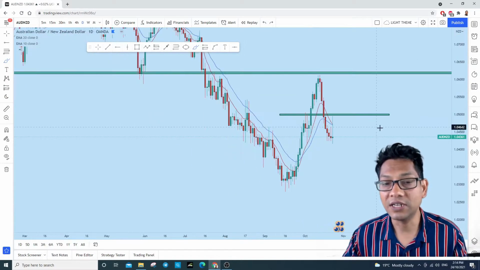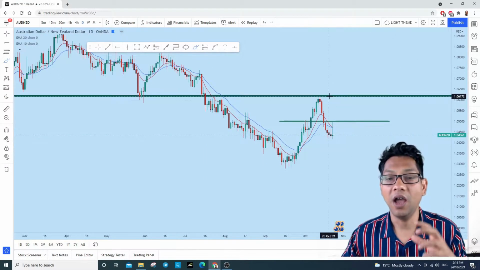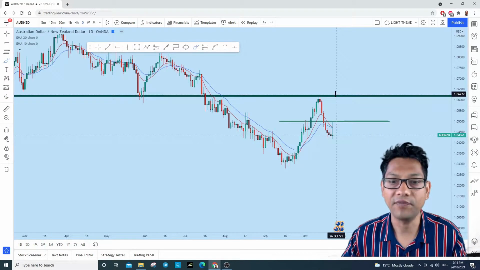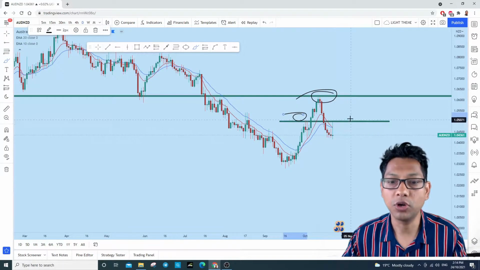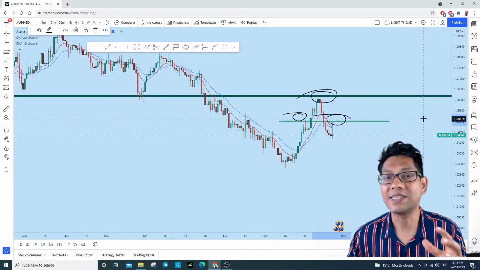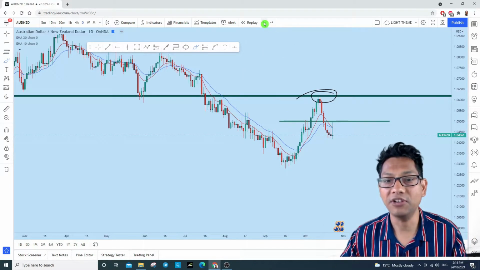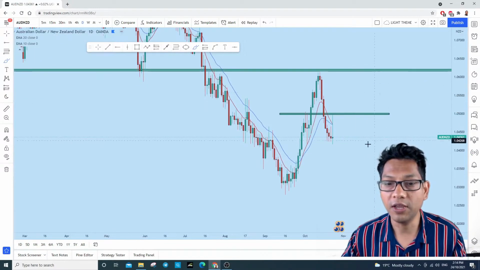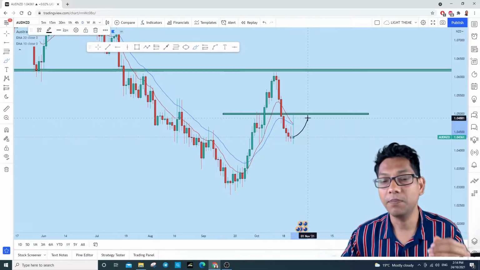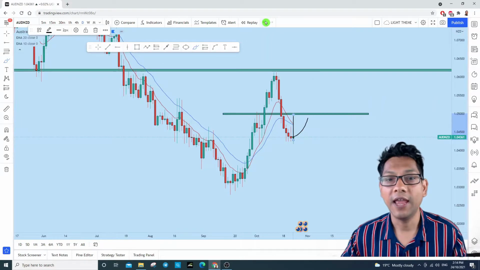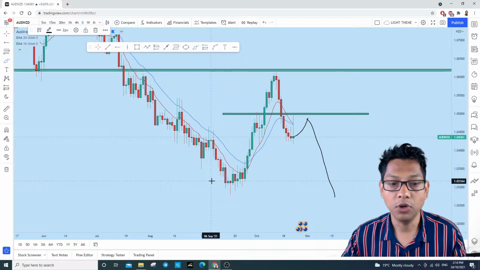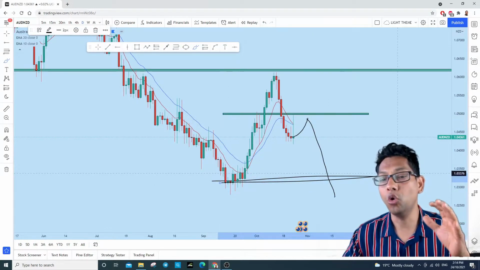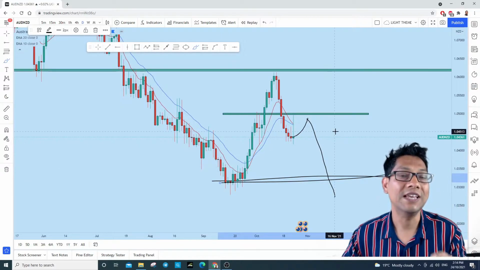After this rejection, we see a head and shoulders on the daily time frame. So this is the head, the left shoulder and the right shoulder. This is a sign of strong bearish pressure. So for AUDNZD, we can expect in the new trading week a little bit of a rise, maybe in the first half of the week, and then from here a drop to create a new lower low, or at least to this level.